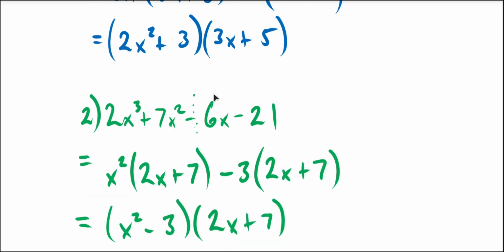Here's the second one. Again, we cut it in half. We factor out the greatest common factor from each half. Then we factor out the common term, and we're done.